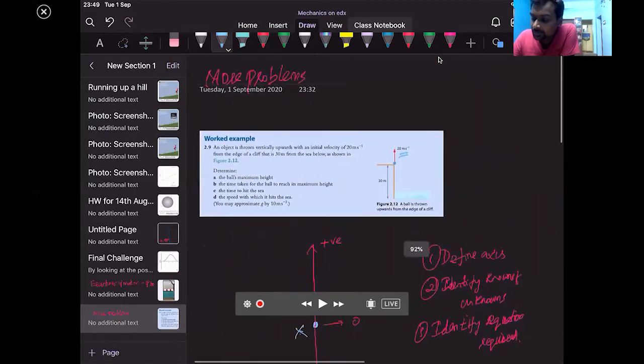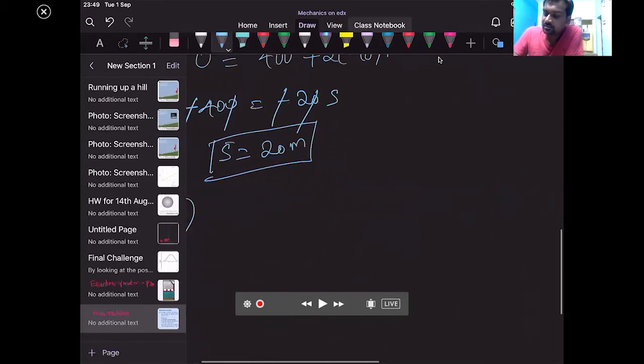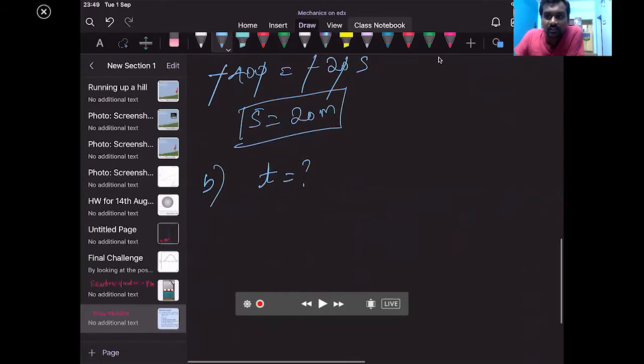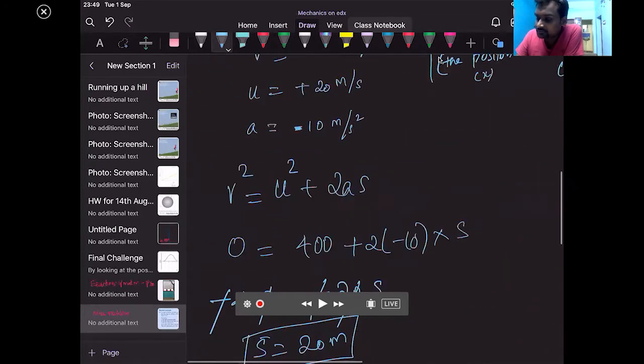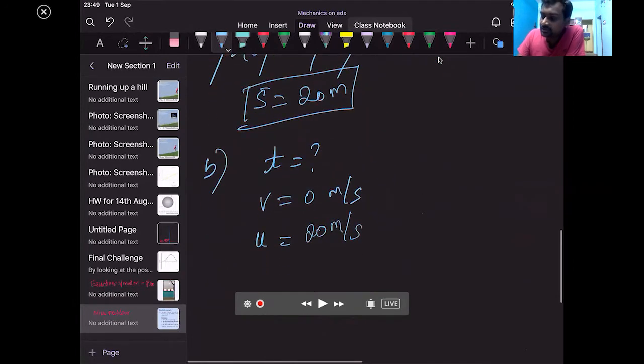What about problem number B? Problem number B is asking for the time taken for the ball to reach its maximum height. So the unknown here is t. Let's quickly list down the knowns. I know the final velocity to be 0 because it's asking for the time to reach the maximum height. That's 0 meter per second. I know u to be 20 meter per second, and I just found s to be 20 meters.